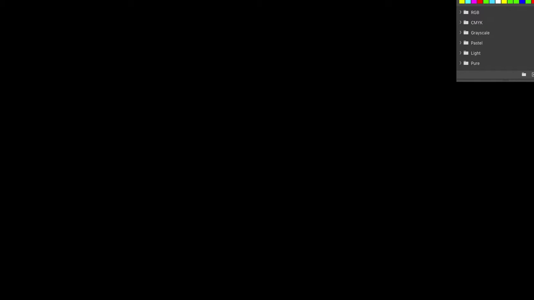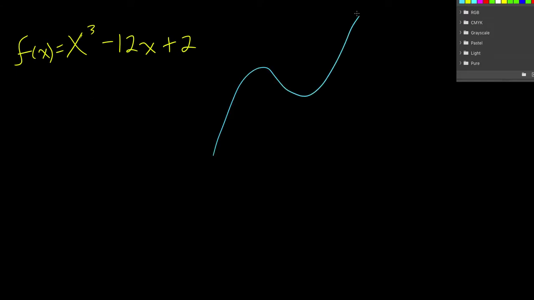Okay, it says find the equation of any horizontal tangents of x cubed minus 12x plus 2. We'll call this f of x. Okay, so this is going to be a third degree function, so it's going to look roughly like this. So we're expecting to have 2 horizontal tangents, because it's going to look something like that.